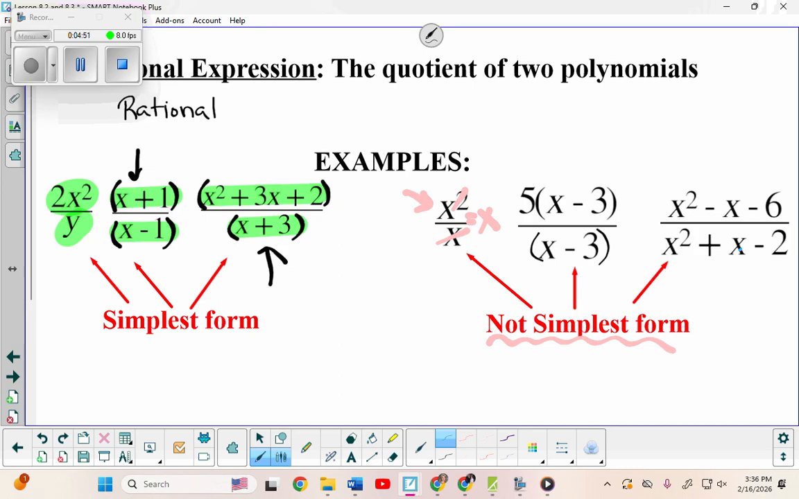And when you have the exact factors, like a factor of x minus 3 and a factor of x minus 3 on top, you can cancel. And so we're just left with a 5 for an answer right there.